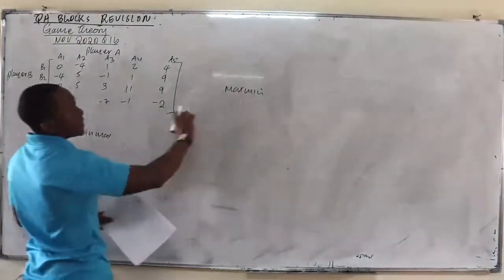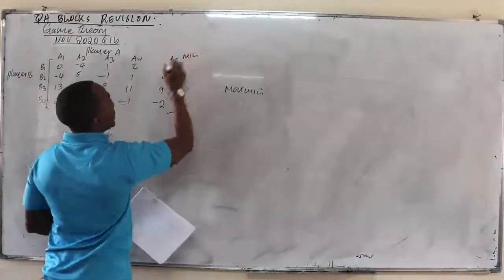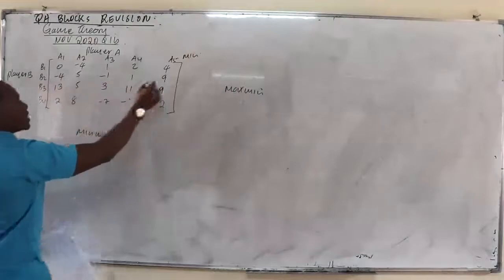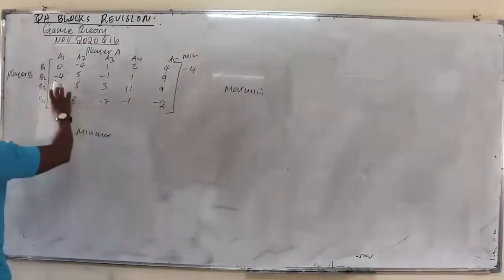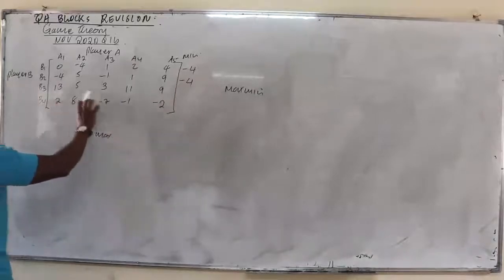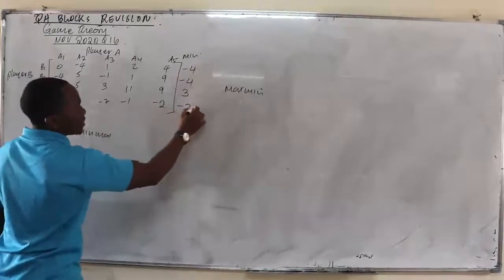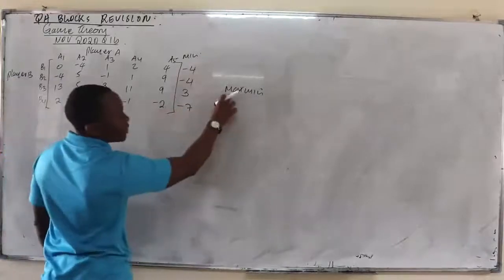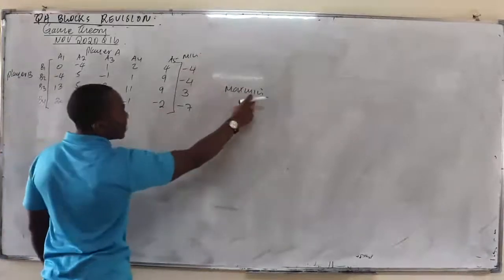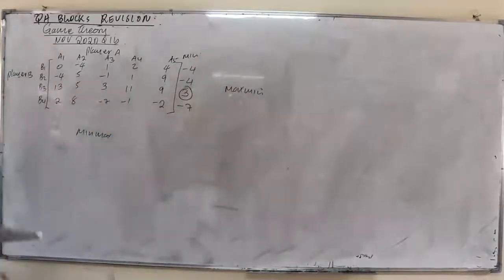If player A is applying maximin, that's the maximum of the minimum, you take the minimum for each row, and here the minimum we have is -4. The minimum we have is also -4. The minimum we have is 3, and the minimum we have is -7. And then you choose the maximum. So it's the maximum of the minimum, and the maximum you have is 3.